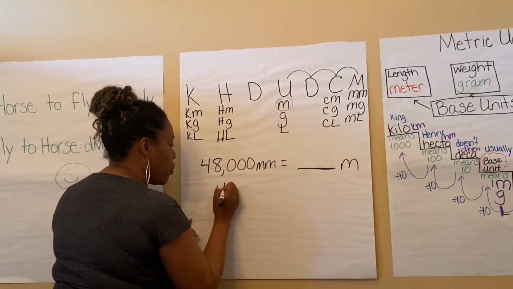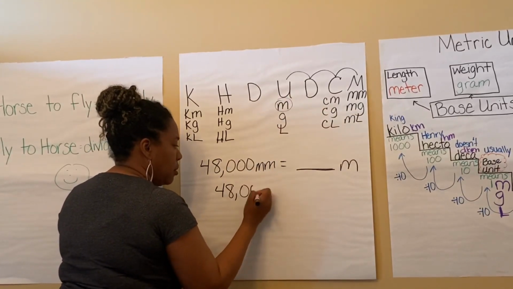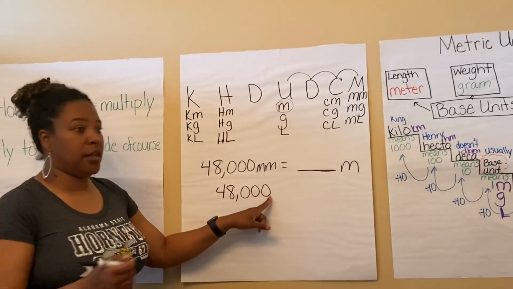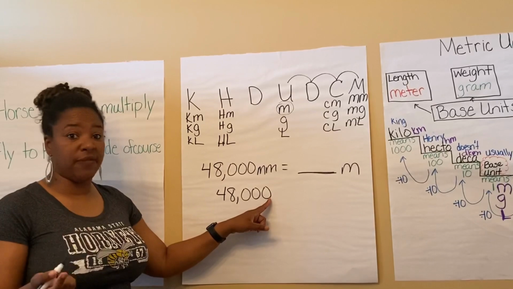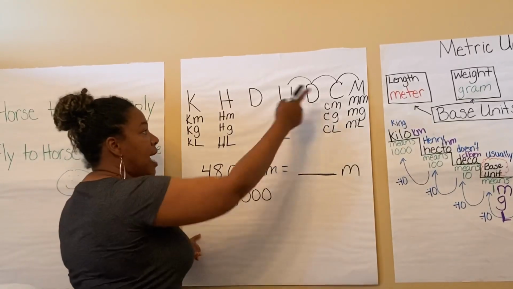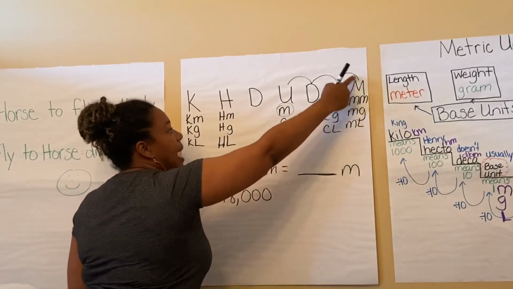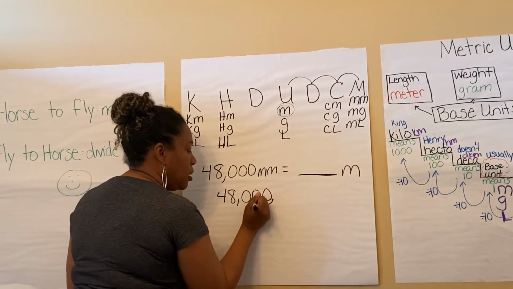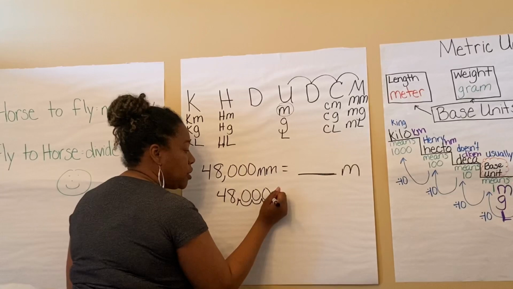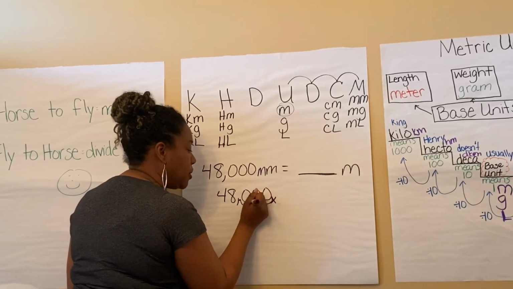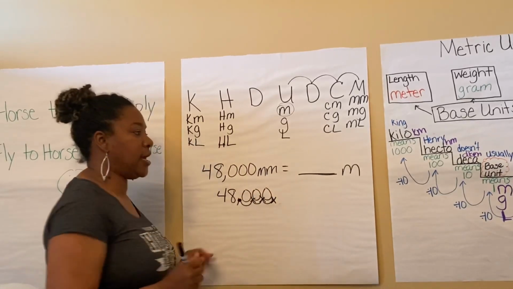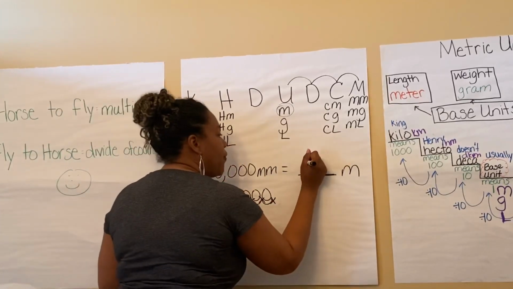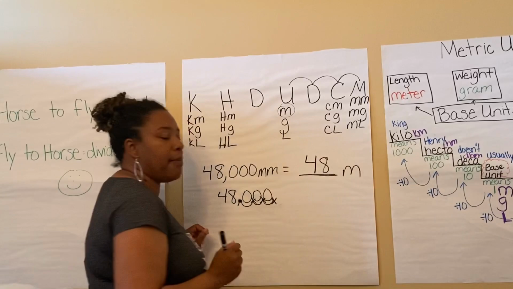So right here, I'm just going to rewrite this. My decimal on this is at the very end. If you can't see the decimal, it's invisible, it's at the end. So I'm going to move my decimal 3 times to the left. From here, I'm going 1, 2, 3. So there's no decimal here, no decimal here, no decimal here. My new decimal is right here. So 48,000 millimeters is equivalent to 48 meters.